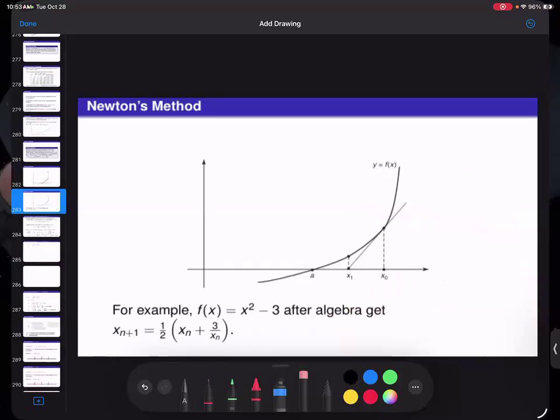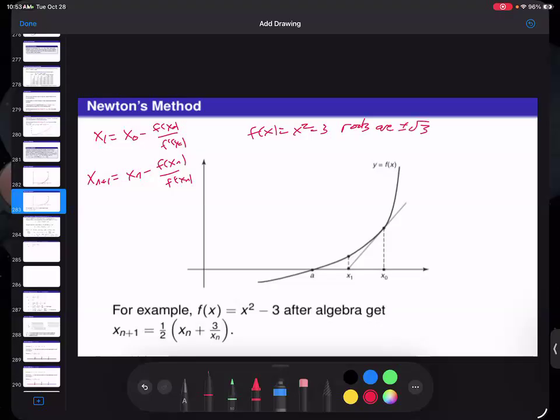So we did some algebra, and we saw that x1 was x naught minus f of x naught over f prime of x naught. More generally, xn plus 1 would be xn minus f of xn over f prime of xn. So if we're looking at the function f of x equals x squared minus 3, the roots are plus or minus the square root of 3. So this should hopefully find a way to approximate the square root of 3.